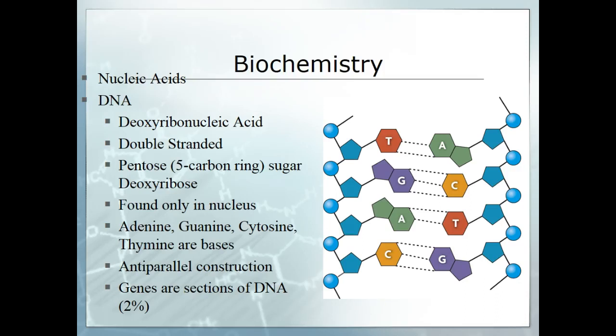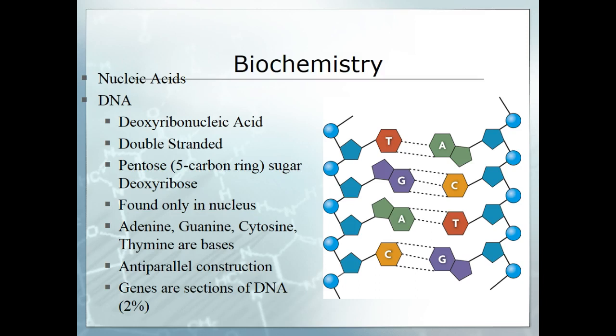Alright, so let's talk a little bit about nucleic acids. This is the fourth type of the four organic molecules we're going to discuss in this chapter. We've talked about carbohydrates, we've talked about lipids, proteins, and now nucleic acids.